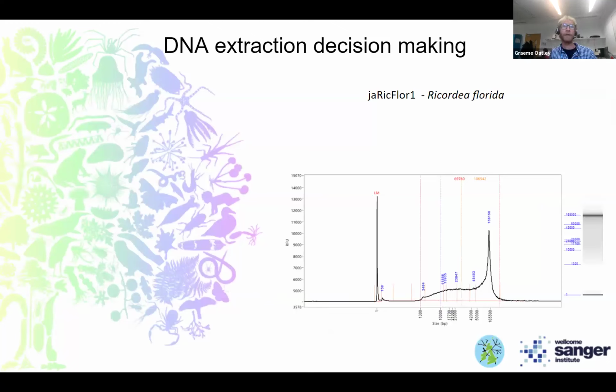So some examples of our extraction decision-making process. Here's an example of a high molecular weight band with a smear from a coral, a yield of 1,000 nanograms, a genome size of under a gig. So this is something that we would pass for a low input PacBio library preparation.